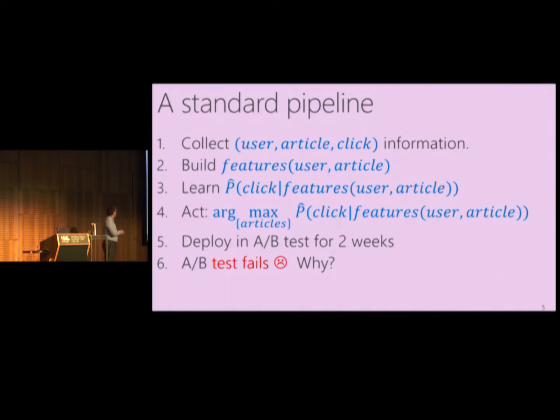And then we would act according to the argmax over our articles of the predicted probability of click given the features of the user and the article. Okay, so that's straightforward. And we would deploy this in an A/B test for maybe a couple weeks, and then it would fail, right? And the question is, why would it fail?